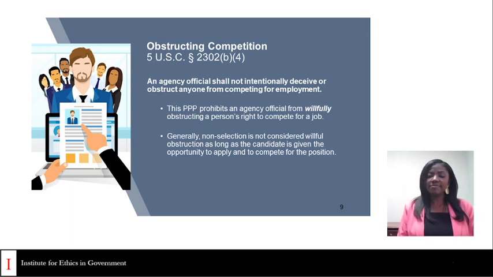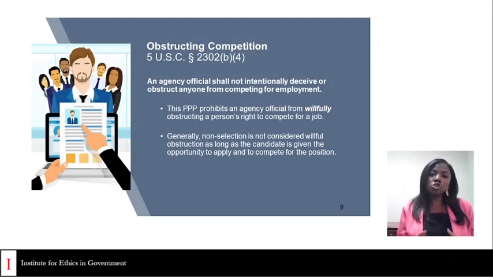Ashley, I had a question. What if I give a negative reference for one of the candidates for a position? Is that an obstruction of the right to compete? Sure, thank you for that question. That would not necessarily be obstruction unless it's an intentionally dishonest reference. That's what would push it. Is it intentionally dishonest, or is it an honest assessment?